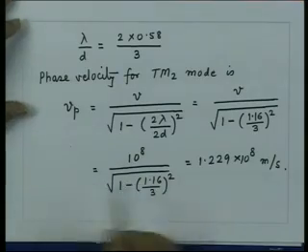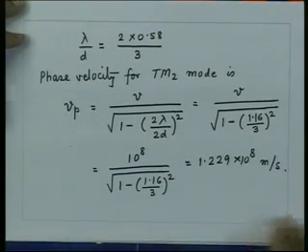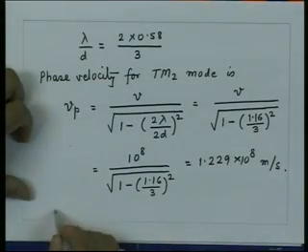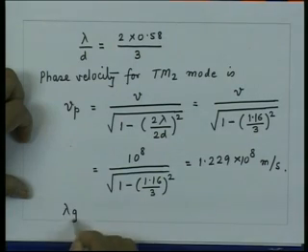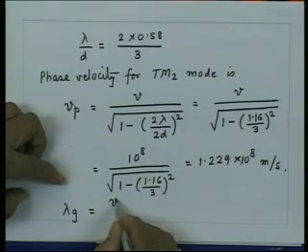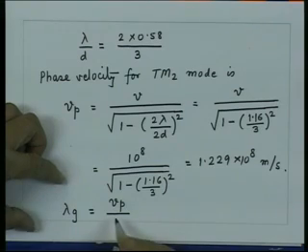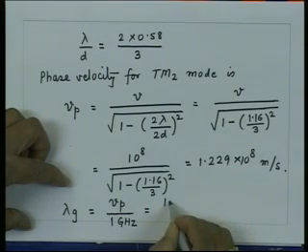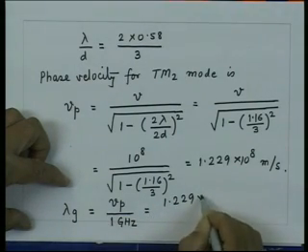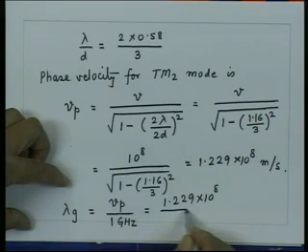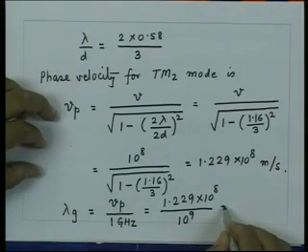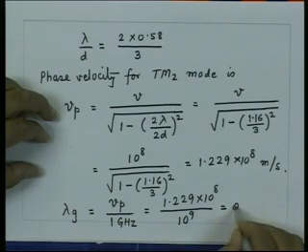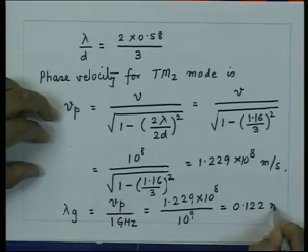Once we know this phase velocity and the frequency, then we can find out the guided wavelength. So lambda g for this will be equal to Vp divided by the frequency, which is 1 gigahertz. So this is equal to 1.229 into 10 to the power 8 divided by 10 to the power 9, which gives us 0.122 meters.